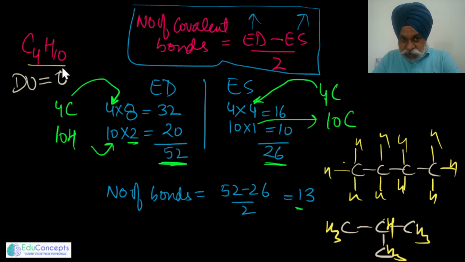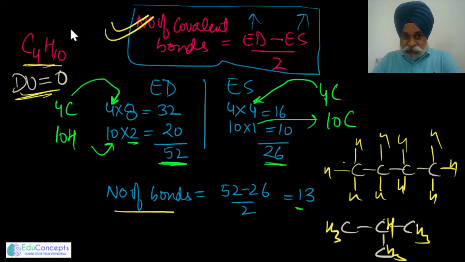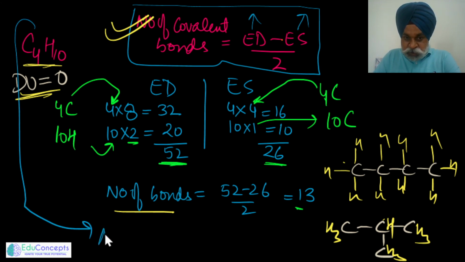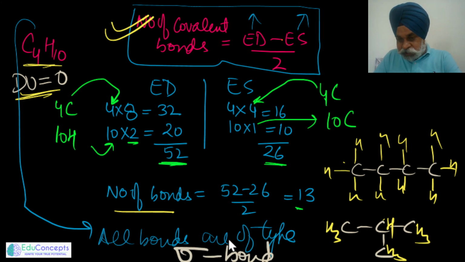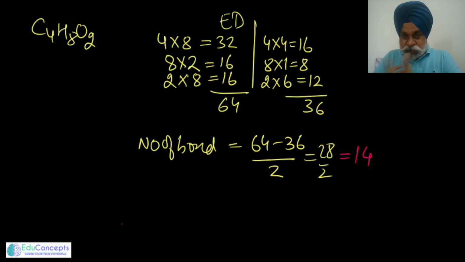So for this particular compound, with this formula, I got the knowledge of how many covalent bonds are there, and with the formula of DU, I am able to tell you what type of bonds we have in this formula. So all bonds in it, tell me what would be the answer, would be of the type sigma bonds. There is no pi bond in this particular structure. This is the other way I am placing things in a speedier way.